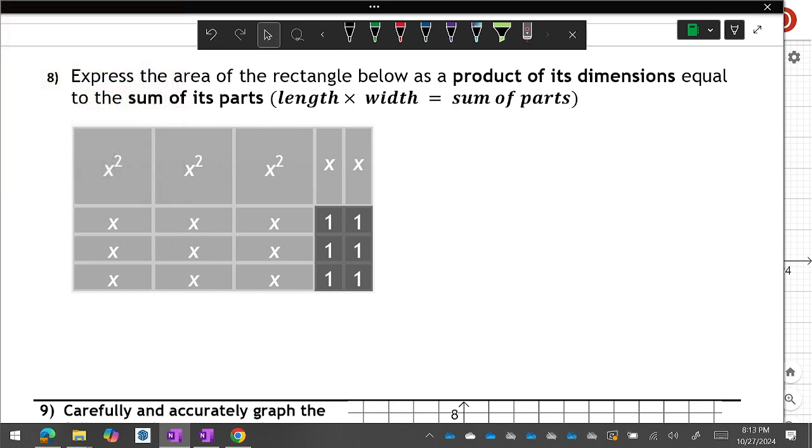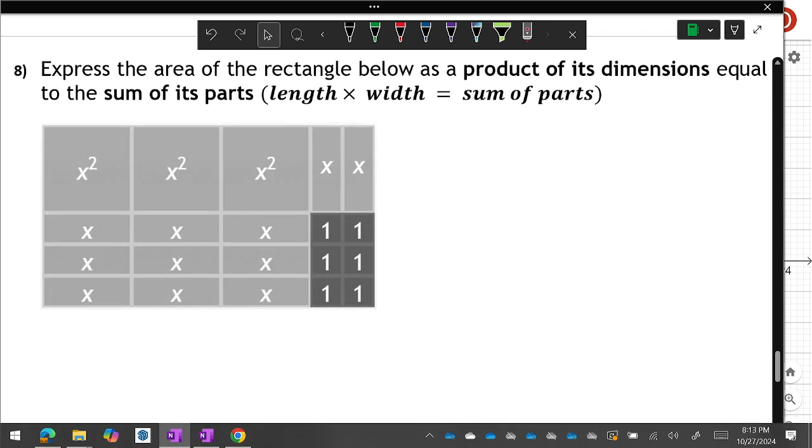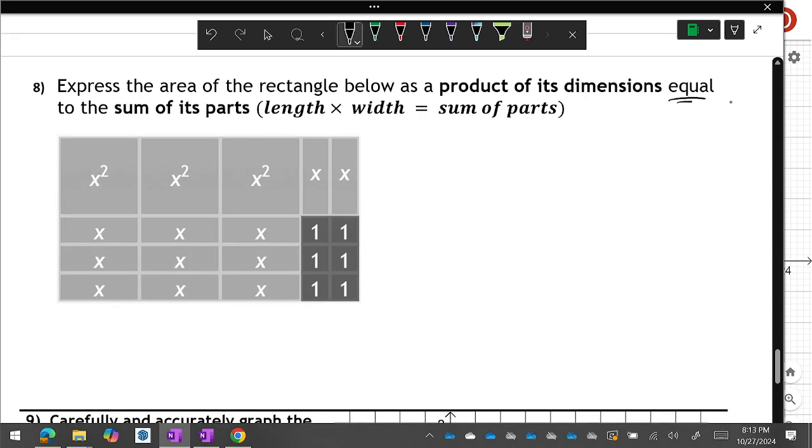So for this last page, the first question says, hey, express the area of the rectangle below as a product of its dimensions equal to the sum of its parts. So I spelled that out. The product of its dimensions is I need to see what's its length times its width equal to the sum of its parts.